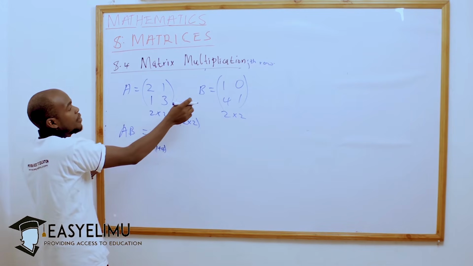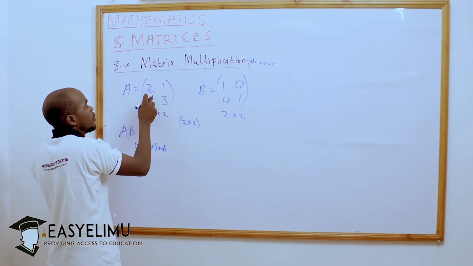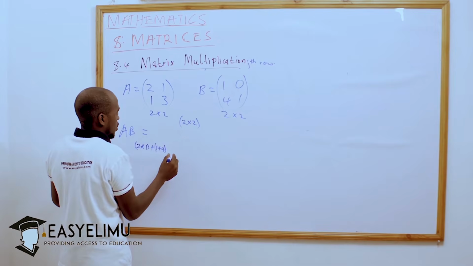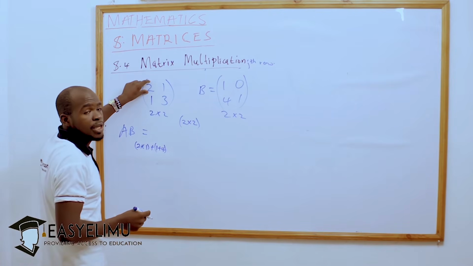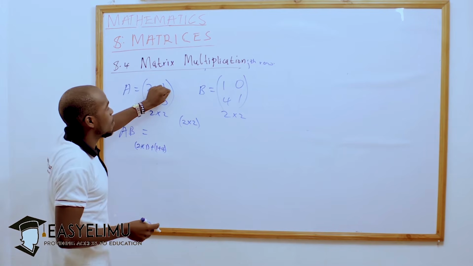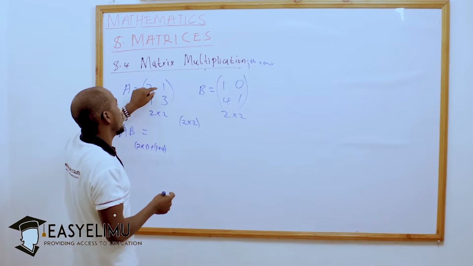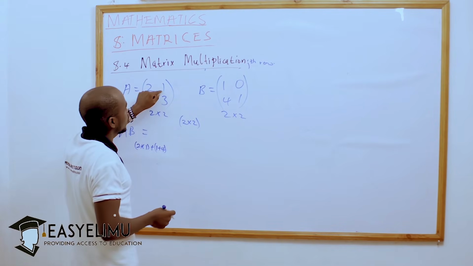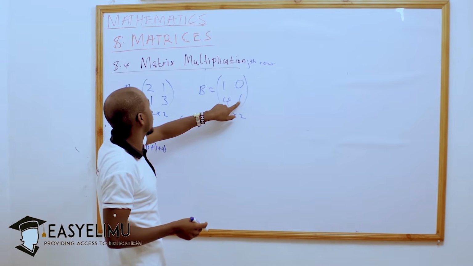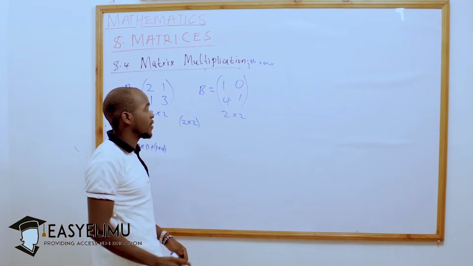Then for the next entry, it will be 2 by 0. Now this is how we multiply. If you need an entry at this point, you take this row and multiply by the first column of the next matrix. Then if you need an entry at this other point, you take also the first row and multiply by the next column, which is the next entry you want in the next matrix.